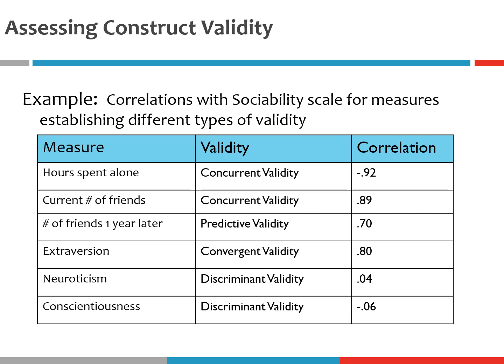And if there's a correlation there, and there is a highly negative correlation, that shows that there's a relationship. So the more hours you spend alone, the lower you're going to score on the sociability scale. That makes sense. That would be showing concurrent validity. Or number of current friends, also showing concurrent validity. The more friends you have, the higher you are in sociability. So that's a positive correlation, 0.89. So this is showing concurrent validity.